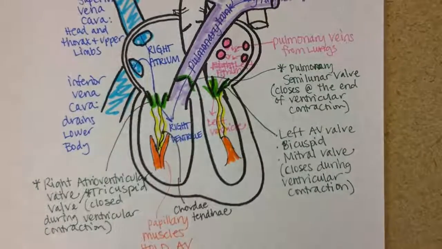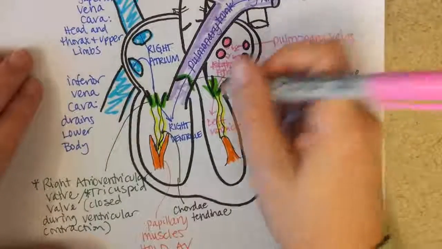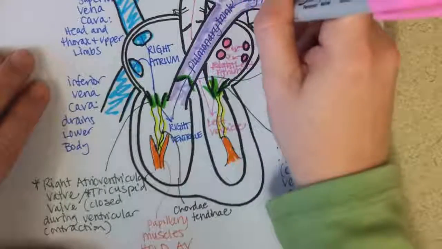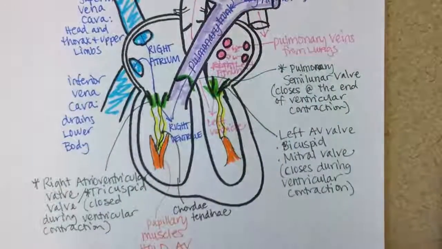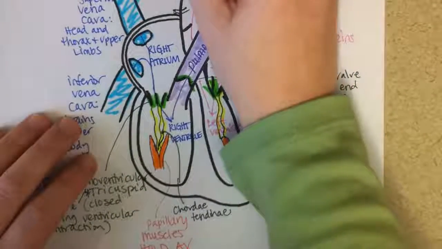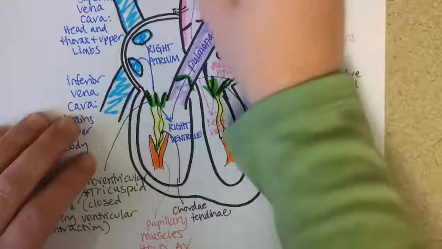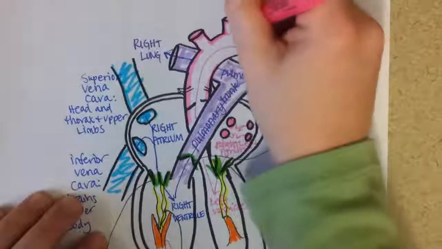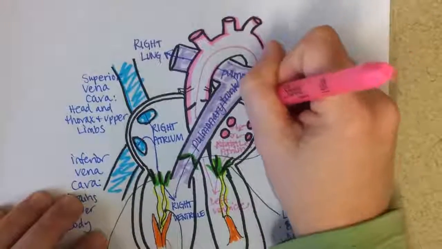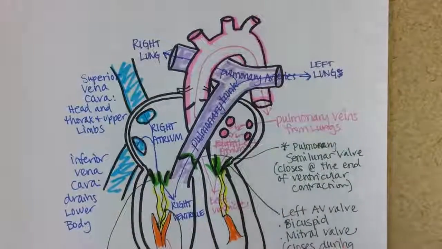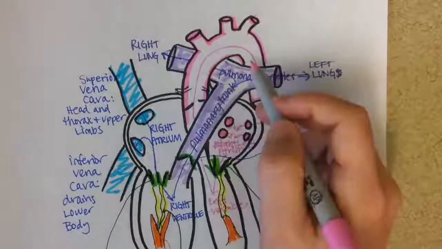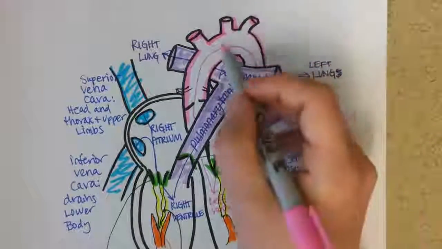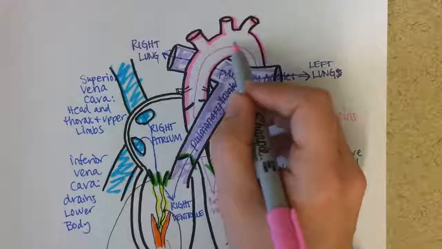And then during ventricular contraction, blood is pumped up from the left ventricle and out the aorta. So get our pink highlighter again. Okay, so it goes up and out. This blood vessel is called the aorta. When it's going up right here, it's called the ascending aorta. And then it goes across what's called the aortic arch.